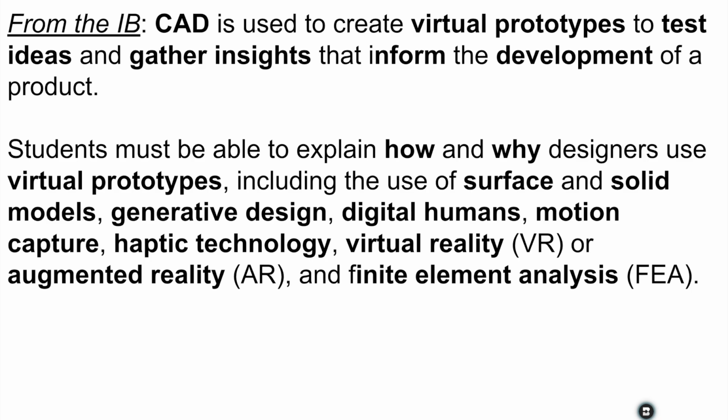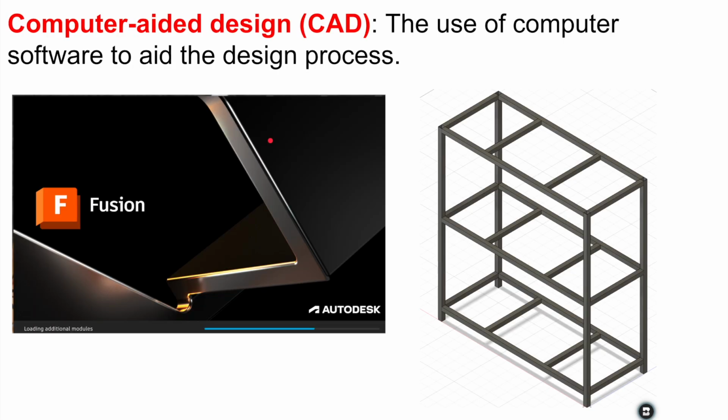These include surface and solid models, generative design, digital humans, motion capture, haptic technology, virtual reality, augmented reality, and of course, finite element analysis. So first of all, computer-aided design. This is the use of computer software to aid in the design process. We at our school use Fusion 360, but you might use SolidWorks or Rhino. There's a lot of different computer-aided design. Those are all 3D computer-aided design. For 2D design, you might use Illustrator, you might use AutoCAD. There's lots of different options for you.